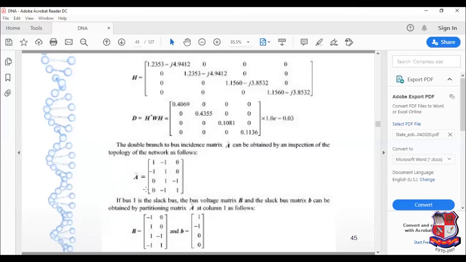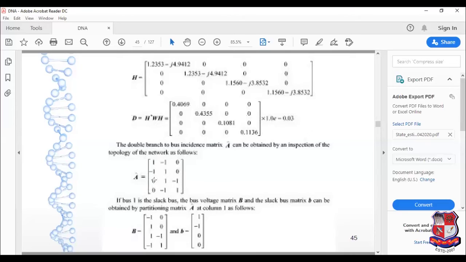So, if we calculate the incidence matrix, then current will flow from 1 to 2. Hence, the elements of the incidence matrix are 1, -1 and 0 for row 1, because this is bus 1, this is bus 2 and this is bus 3. For the second row, the power will flow from 2 to 1. Hence, this is -1, this is 1 and this is 0. For the third row, it is from 2 to 3.